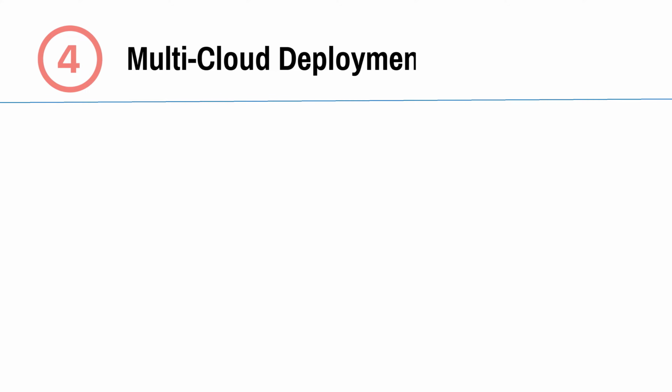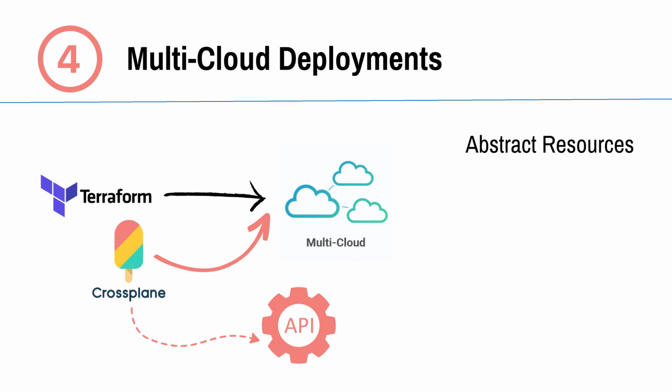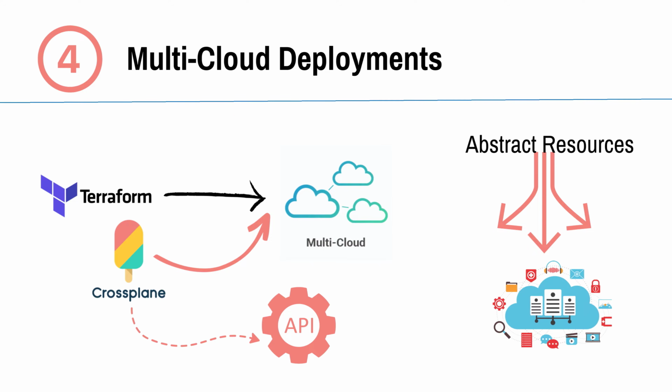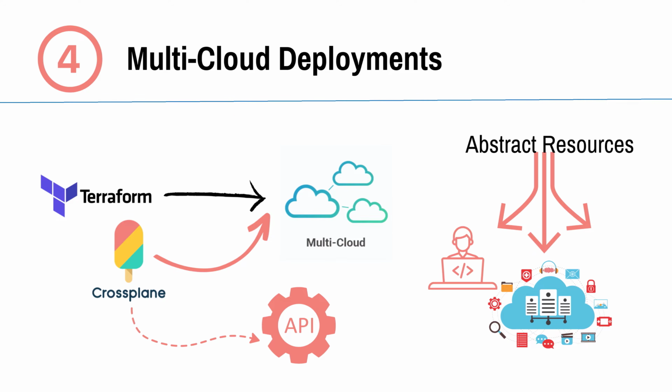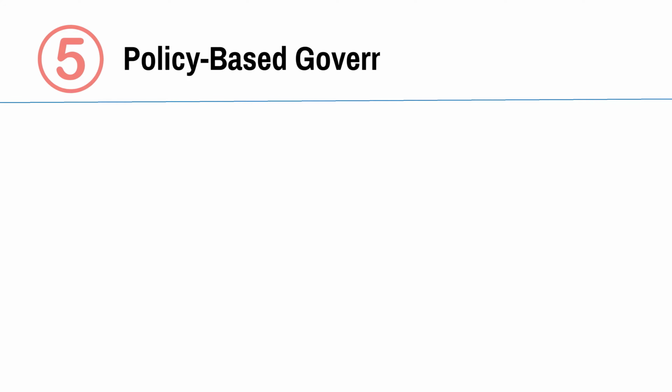The fourth advantage is multi-cloud deployments. Both Terraform and Crossplane support multi-cloud deployments, but Crossplane offers a more unified, API-centric approach. You can create abstract resources that map to different cloud services, allowing developers to deploy resources without worrying about vendor-specific configurations. Advantage number 5 is policy-based governance.